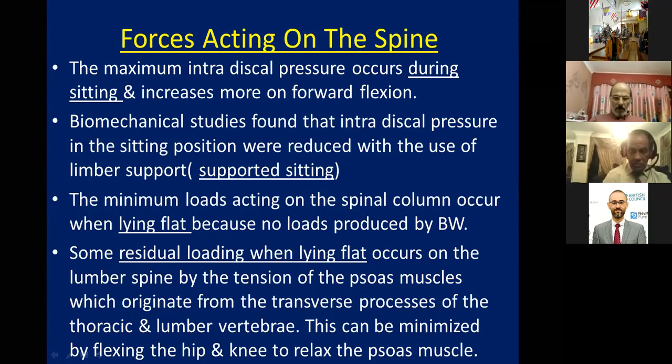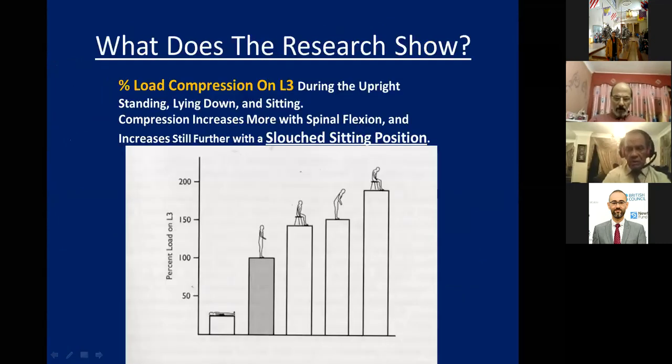There is also load on our spine produced by the tension of the psoas muscle, which originates from the transverse process of the thoracic and lumbar vertebrae. This can be minimized by flexing the hip and the knee to relax the psoas muscle during lying down. And this diagram represents these facts about the load on our spine.